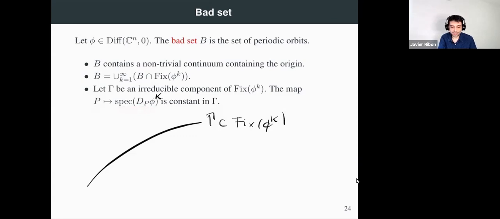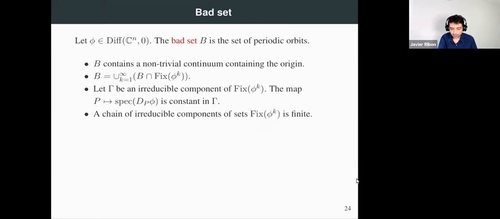So you have essentially here a holomorphic function, or several holomorphic functions, because the dimension is n, such that they never take values outside of the circle, so they are constant. This is essentially the proof. So eigenvalues in these irreducible components of fixed point sets are indeed constant. The spectrum is constant along these components gamma of the fixed point set of iterates.